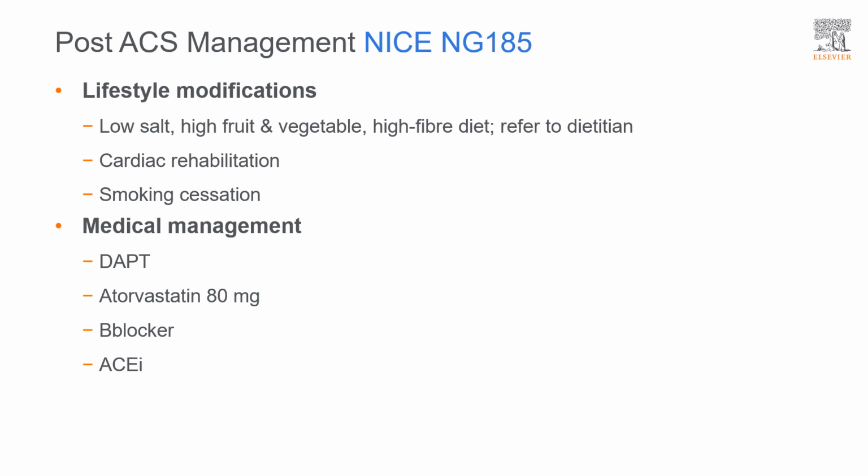Now, what about dual antiplatelet therapy? Okay, dual antiplatelet therapy depends on the type of MI, whether it's STEMI or NSTEMI, and whether the patient actually had the primary PCI or not. And there are specific recommendations, which I'll go through on the next slide later. Now, what about atorvastatin? Atorvastatin 80 milligrams is recommended for secondary prevention to reduce the risk of future ischemic events.